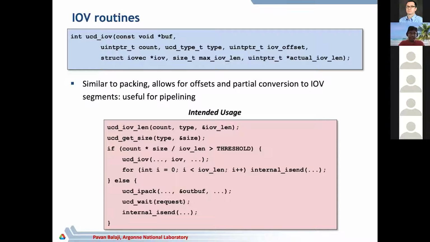So we expect users to use some combination of IOV communication as well as pack and unpack communication, depending on some threshold. Now here, the user of this would be something like UCP or UCC, not the end user. We expect the end user to simply say, here is a data type, send it out for me. And UCP or UCC will have some internal threshold to figure out when to do IOV-based communication versus pack and unpack-based communication.